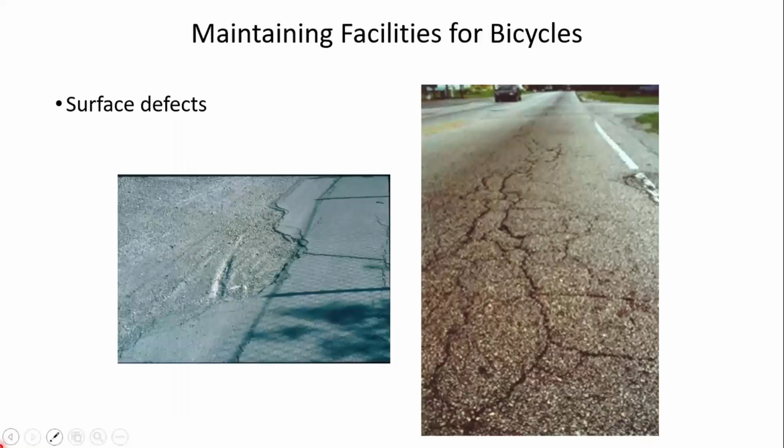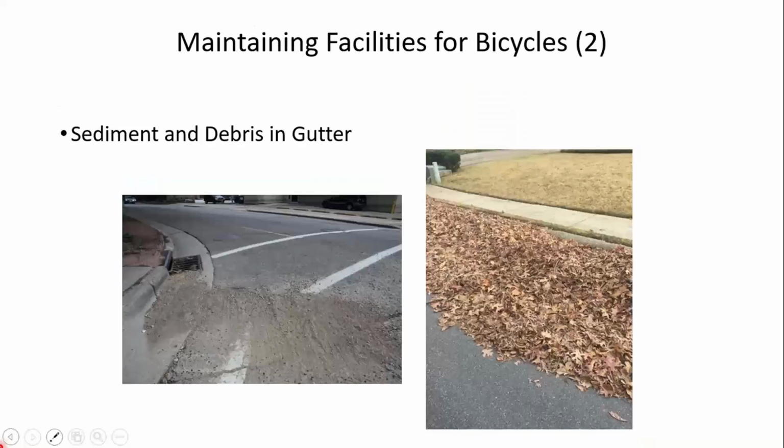Surface defects can be various types. But remember, bicycle tires are more demanding in terms of what the surface characteristics are than motor vehicle tires. Sediment or debris in the gutter, especially where the bicycles are turning, can be a safety issue. You see extensive debris or leaves in the gutter there, which creates issues for the cyclists.